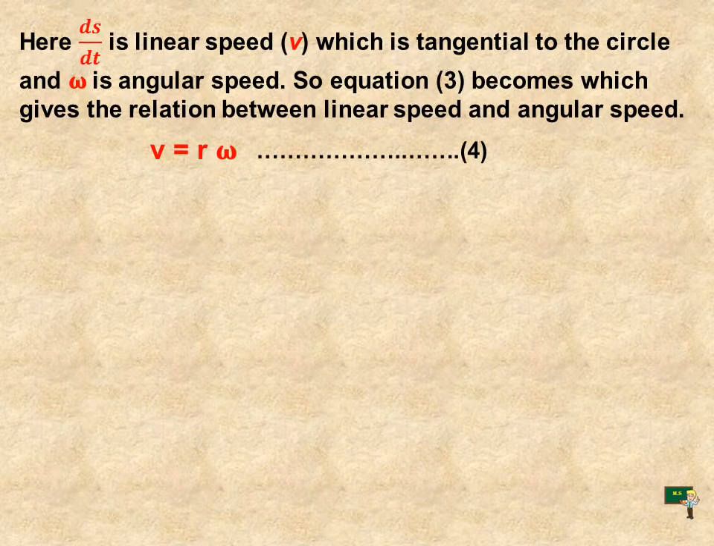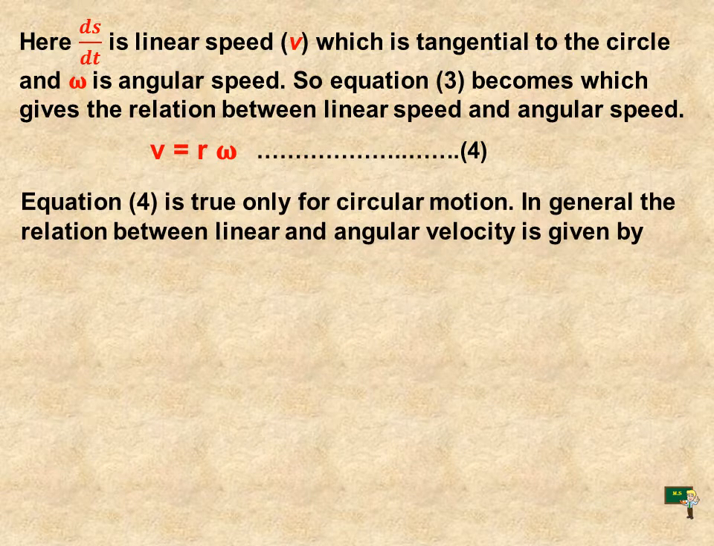Here ds by dt is the linear speed, that means velocity, which is tangential to the circle, and omega is the angular speed. So equation number 3 becomes v is equal to r into omega, which gives the relation between linear speed and angular speed. We put this as equation number 4. And equation 4 is true only for circular motion.